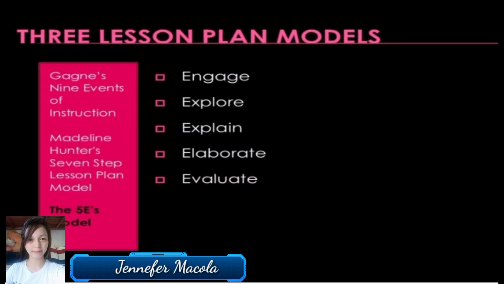Lesson plan models under the 5E model. The 5E model focuses on allowing students to understand a concept over time through a series of established steps or phases. These phases include engage, explore, explain, elaborate, and evaluate.